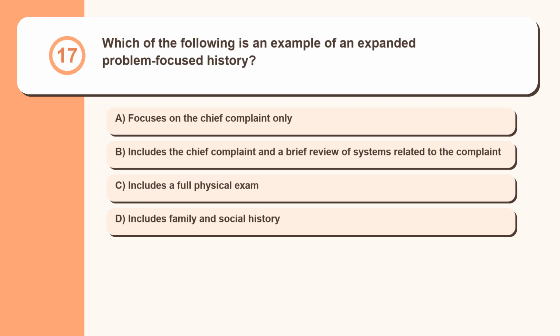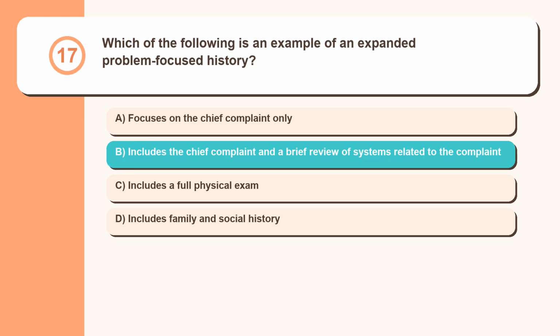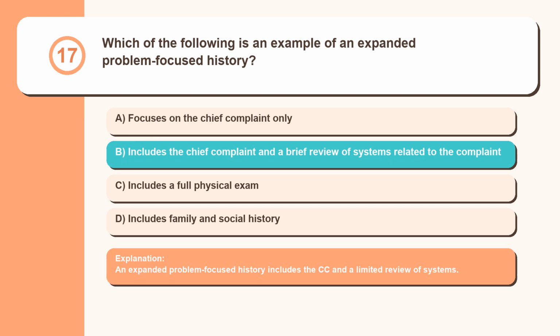Question 17. Which of the following is an example of an expanded problem-focused history? Focuses on the chief complaint only. Includes the chief complaint and a brief review of systems related to the complaint. Includes a full physical exam. Includes family and social history. An expanded problem-focused history includes the CC and a limited review of systems.